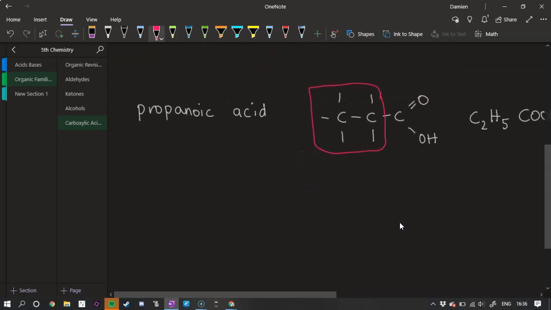And then finally we get on to what's called butanoic acid. Butanoic is going to have 4 carbons this time. But there's also an isomer of butanoic acid. So let's have a look.